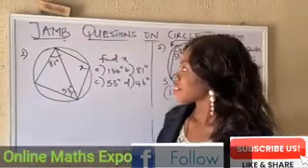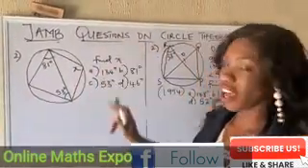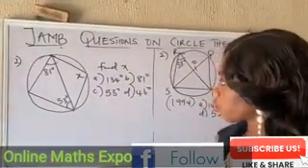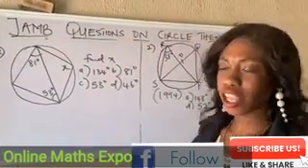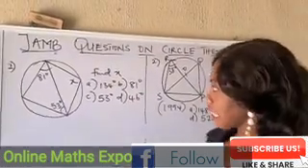Okay, let's look at example 2. We are given this diagram and we are asked to find x. We are given options. Which of these theorems are we going to apply here? Just take a few seconds, pause the video, and look at the question critically.